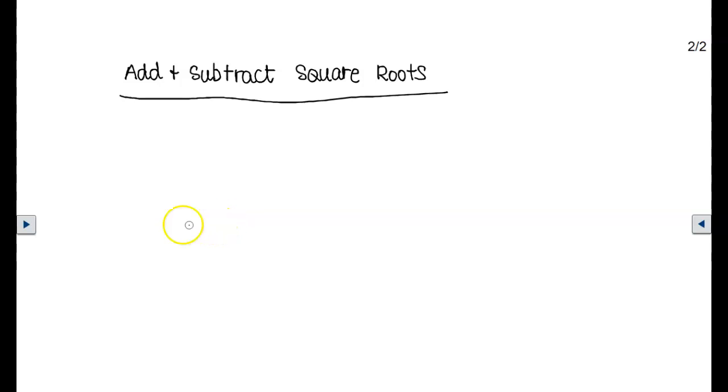All right, so add and subtract square roots. That's the next thing that we want to work on here. Now, adding and subtracting square roots is going to be different from multiplying because in order to add and subtract, and this is true always, you must have like terms. You must have like terms in order to add and subtract. So if you don't have like terms, then it's not possible to do that.